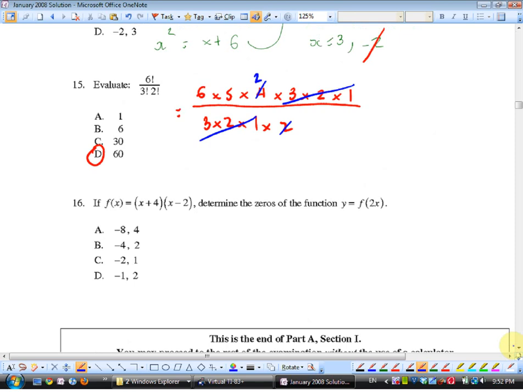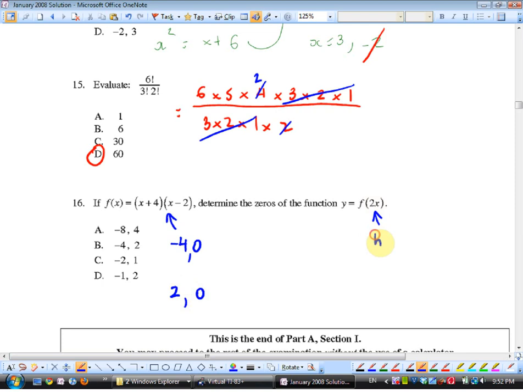All right, 16. If my original graph is that, find the zeros of that. Well, this one has zeros of negative 4 and positive 2. Those are the roots. And this here, oh, I should write those as coordinates. In other words, this one has an x-intercept of negative 4, comma 0, and an x-intercept of 2, comma 0.